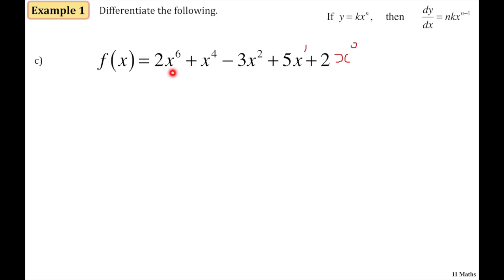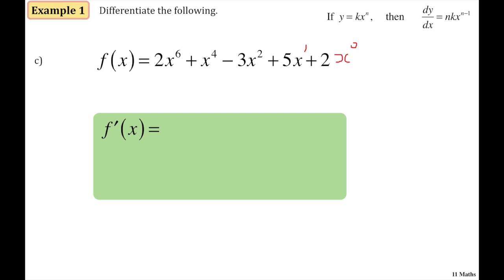Let's look first at our 2x to the power of 6 term. The power 6 multiplies out the front. 6 multiplied by the 2 out the front gives 12x. The new power is 5 because you always decrease it by 1. So you get 12x to the power of 5. The second term that we're going to look at, the x to the power of 4. The 4 gets multiplied out the front, so it becomes 4x to the power of 3 because the power is decreased by 1.